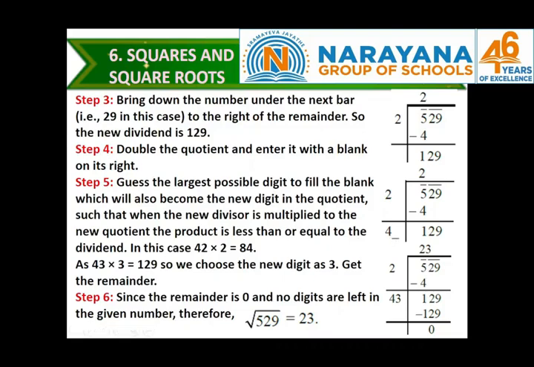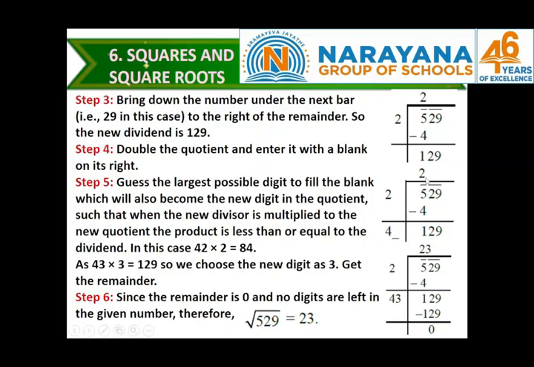And I am giving the blank on the right side of the 4. Now the next step is to guess the largest possible digit to fill the blank, which will also become the new digit in the quotient. Suppose I take 1, I need to put the 1 to the right side of the 4 and to the right side of the 2 in the quotient.